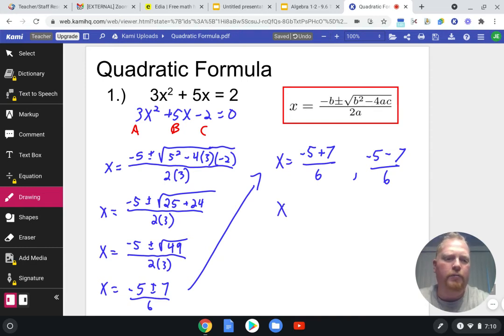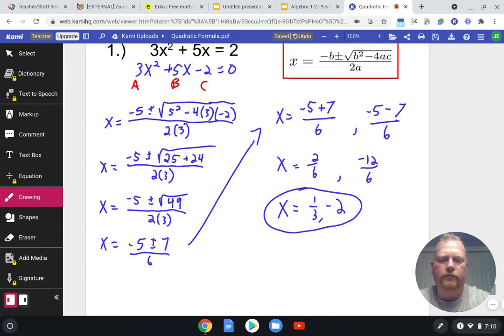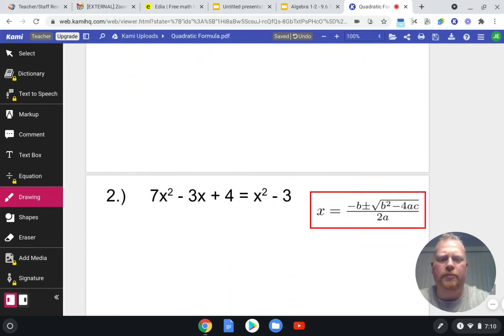So -5 plus 7 is a positive 2. And -5 minus 7 is a -12. And so 2 over 6 just reduces to 1/3. And -12 over 6 is a -2. So those are my 2 answers, 1/3 and -2. Okay? Let's move on to the next problem.